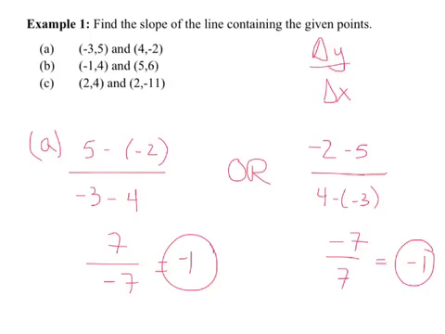Either way is fine. What you really have to be careful of is that you can't do 5 minus negative 2 and then 4 minus 3. Oh, sorry, 4 minus negative 3. Okay, you can't mix up the order. So if you're going to subtract the first coordinate of the y minus the second one, you need to do the first coordinate of the x minus the second one, or vice versa. But you cannot mix up the order in which you're subtracting. Okay? So choose either method 1 or method 2 for this. Either way, you'll get negative 1 as your answer there.